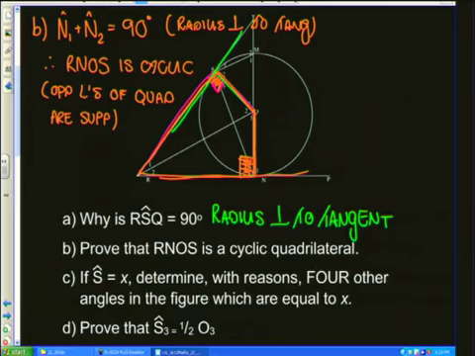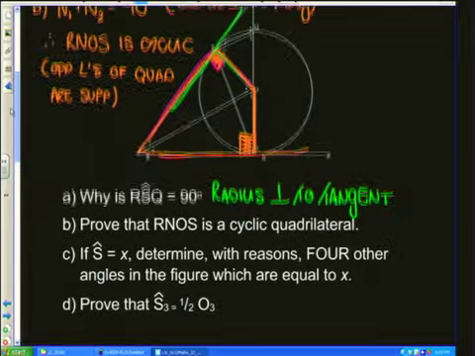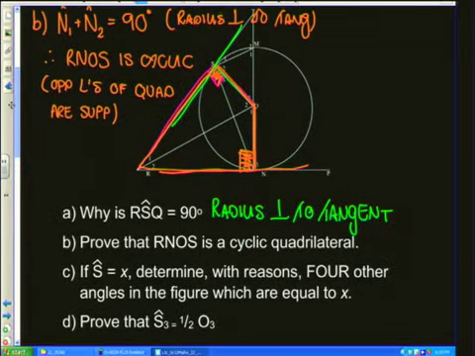Okay? That done, let's see what the next thing they're asking of us is. If angle S is equal to x, determine with reasons 4 other angles in the figure which are equal to x. Okay, so let's see. Let's use blue over here. Angle S is equal to x. Okay. If I'm not mistaken, guys, there needs to be a 1 over there. Let's just correct that. So we've got our x over here, angle x, S1. All right? That angle over there being x, we need to prove which other angles are equal to x.